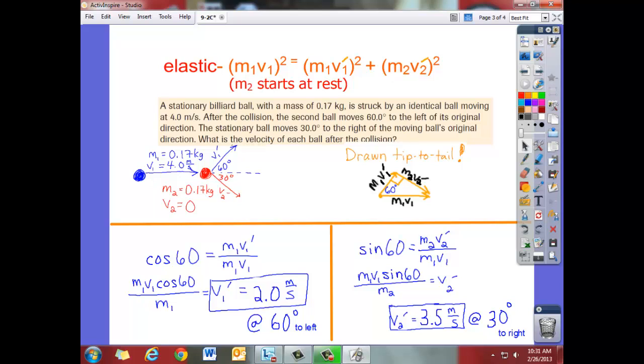So I'm going to use either the Pythagorean theorem or sine, cosine, or tangent. Once you figure out one of these values, once I figured out 2.0, I could actually use the Pythagorean theorem to figure out V2 prime because I would know the other sides of the triangle. So there's always more than one way to solve these.